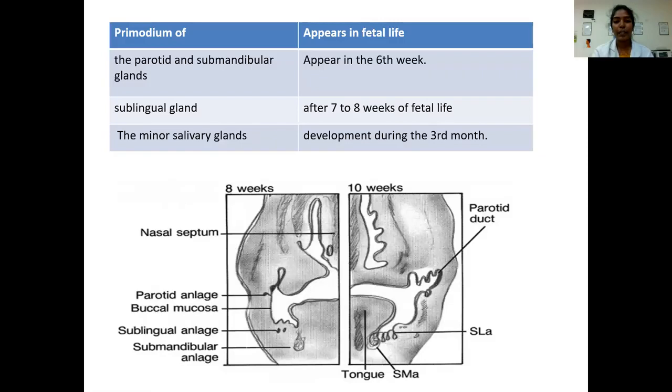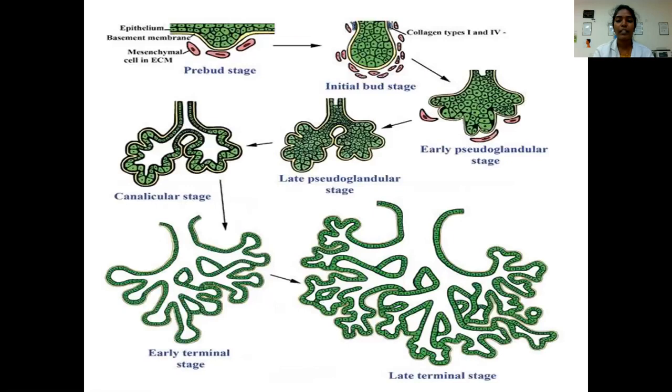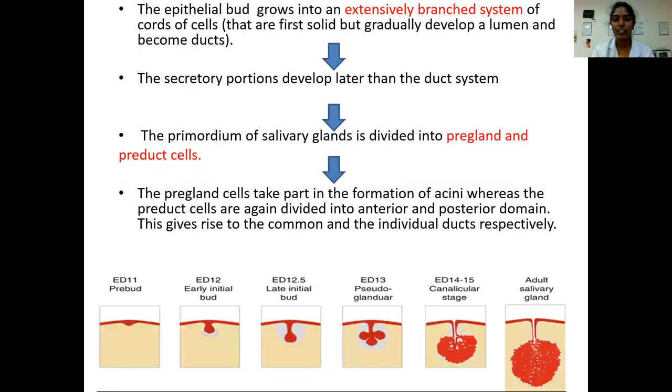The parotid and the submandibular gland appear in the 6th week, the sublingual gland after the 7th to 8th week of fetal life. The minor salivary glands develop during the 3rd month. These are the stages of salivary gland development. First, the pre-bud stage, initial budding stage, early pseudoglandular stage, then the late pseudoglandular stage, canalicular stage, the early terminal stage, and finally the late terminal stage.